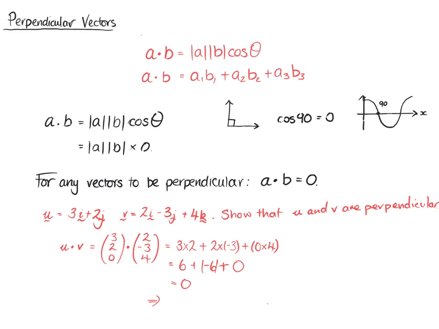Therefore, as the dot product of u and v is 0, the vectors are perpendicular. Okay, so that's it for those kind of questions. If you get asked to prove that vectors are perpendicular, all you have to do is find the dot product, using the second formula that we've got, and see if you get 0.